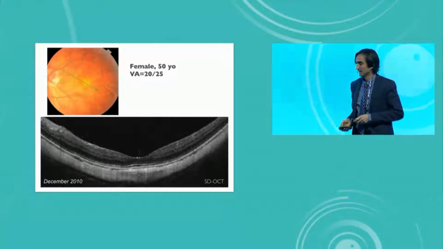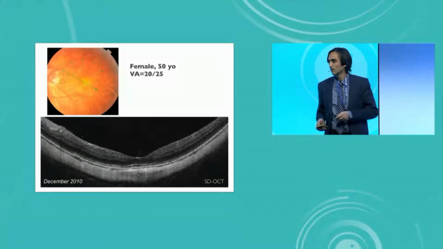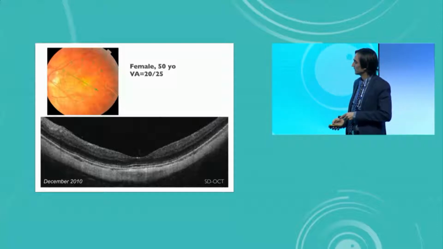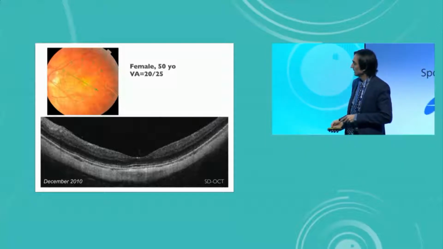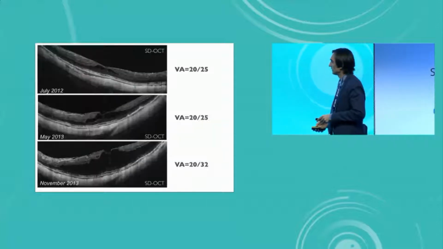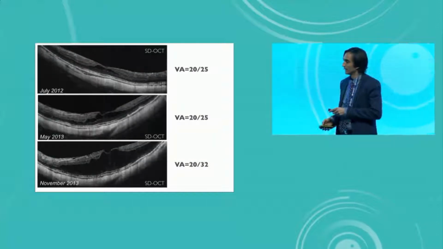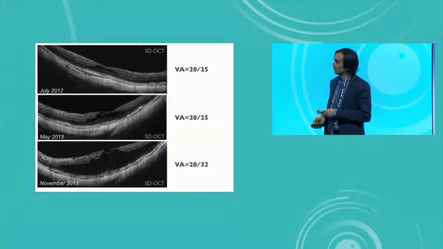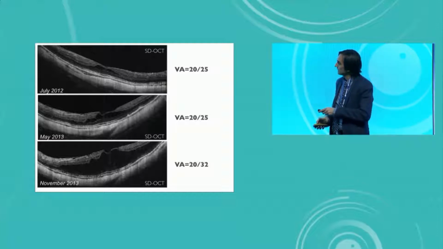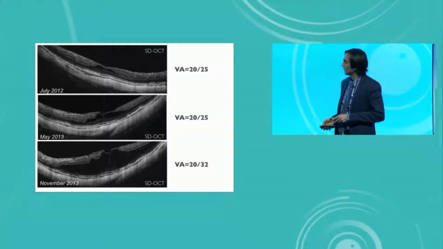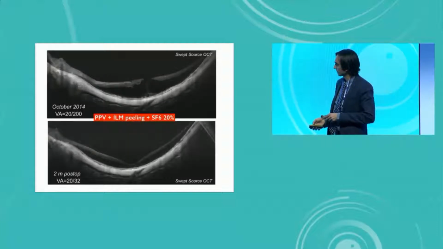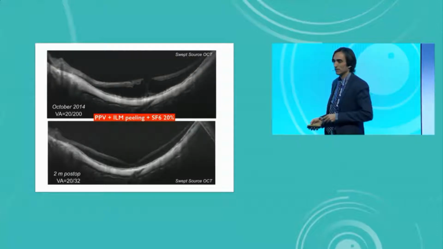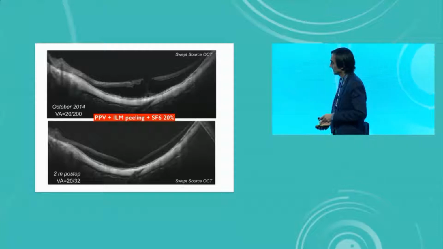Here we have a nice case with a lady that was followed for several years. This was the initial presentation with no symptoms, very good visual acuity. This was a spectral domain OCT. And over time, starting from a normal macula, she developed this foveoschisis that was worsening over time. And finally, she developed a full thickness macular hole that was treated surgically.